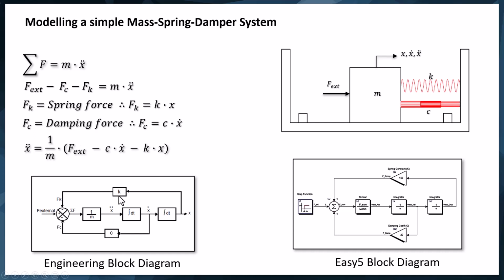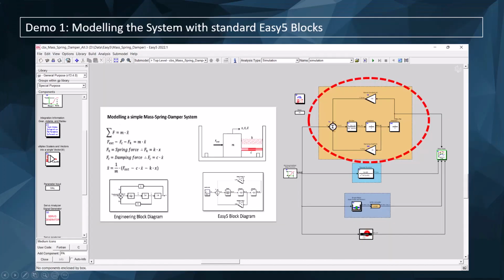And so our job is going to be to convert this into basically a one-for-one model in Easy5 using standard Easy5 components. So on the next slide, I'm going to just show you the Easy5 screen, and I'm going to explain to you what we're going to do. We're going to effectively start by reproducing this diagram, this block diagram in Easy5. That's up here in the orange.